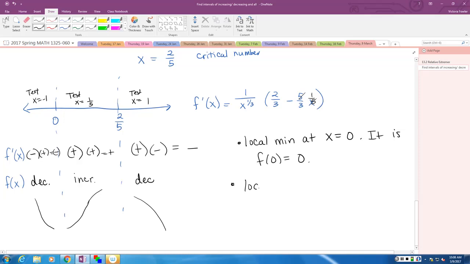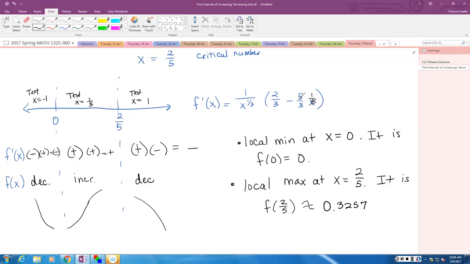And this is the one I said, I think 4 decimal places would be okay. So I have a local max at where x is equal to 2/5. And then if I find f of 2/5, so I plug into the original function, let's approximate it to 4 decimal places. What do you have? 0.3257. You guys agree? Okay, so you feel like you could do these? Y'all got those pretty quickly.